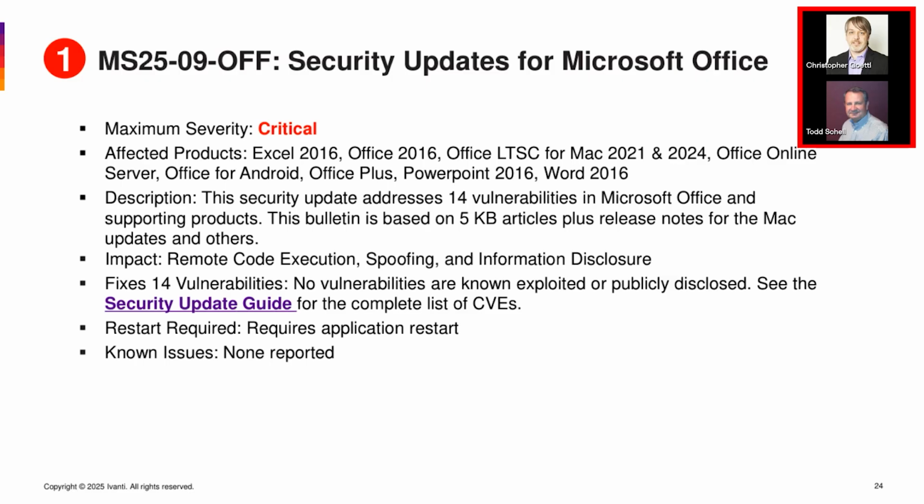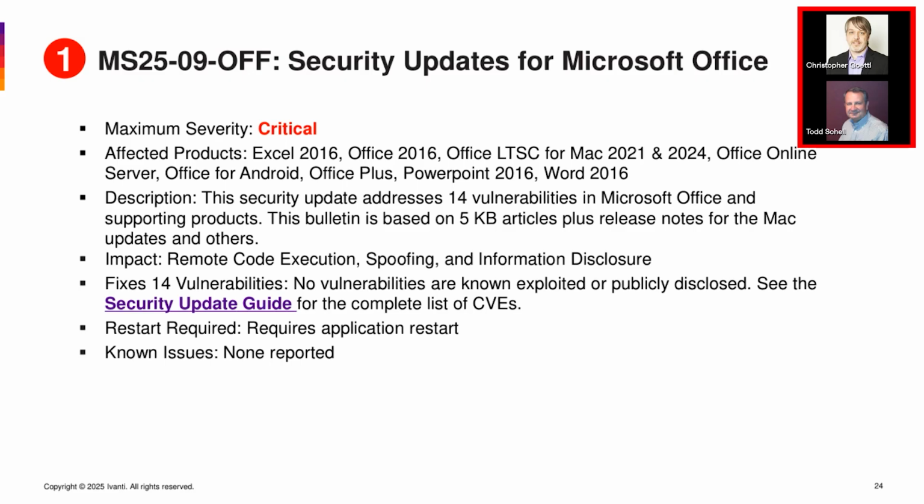We did see two critical updates for Office, both the on-prem or the older legacy version of Office. This is the 2016 suite, as well as the long-term service channel for Mac. I quoted the different products that were impacted this month there in the Office suite. 14 vulnerabilities, a couple different types around remote code execution, spoofing, and information disclosure. Again, there were 14 vulnerabilities that were addressed and rated critical. A couple of critical vulnerabilities in there drove up the rating on these patches.